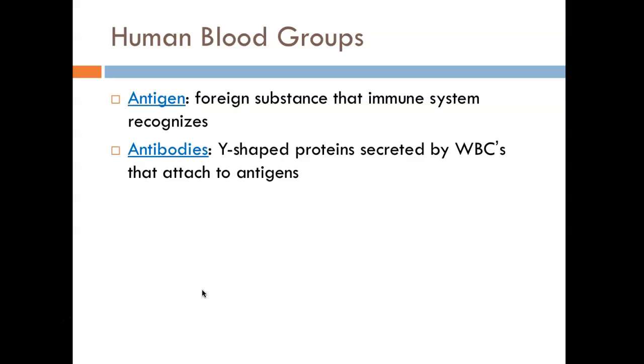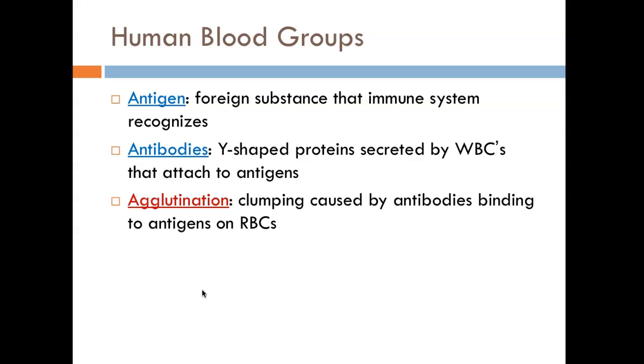Antibodies are Y-shaped proteins that are going to attach to antigens. So that's part of the attack that can occur on blood that is not part of your blood group that gets transfused into you. This is what happens when the immune system attacks that blood. It's called agglutination, and it's clumping. So the blood that is not compatible, that has its own carbohydrate that your body recognizes as foreign, is an antigen. Antibodies that are released by white blood cells attack that foreign blood group, and it causes agglutination to occur. So hopefully the flow of this information now makes sense.